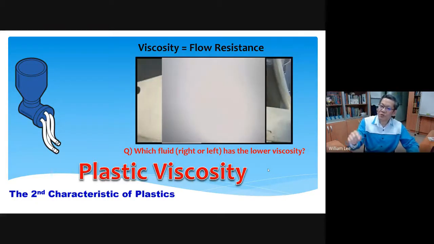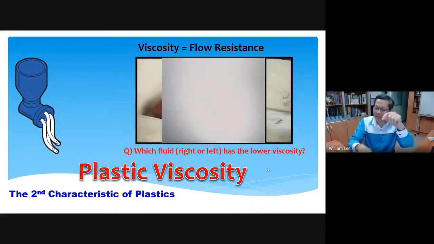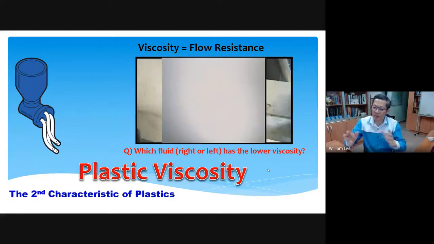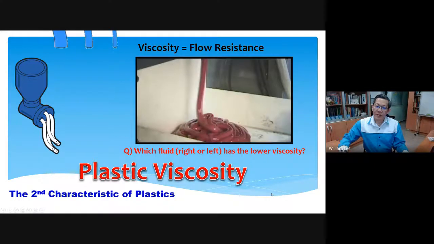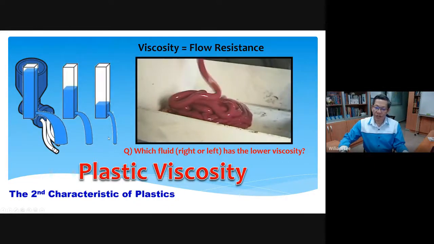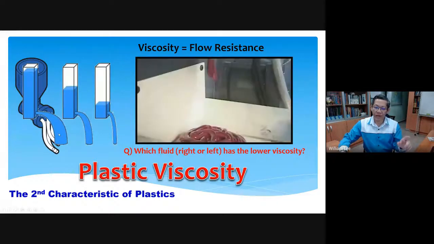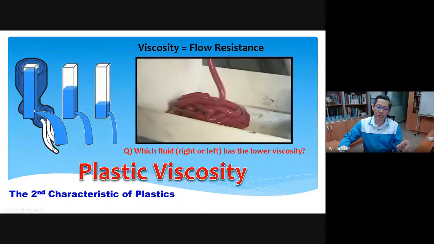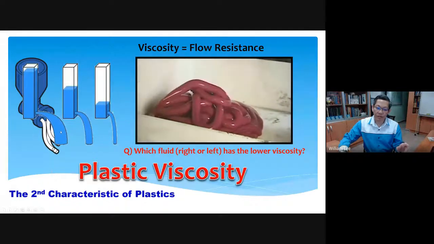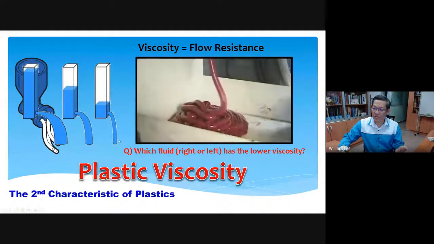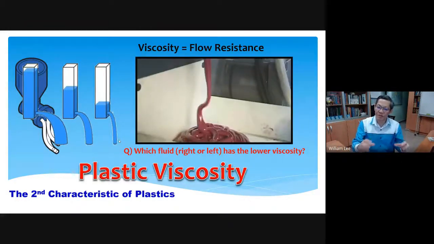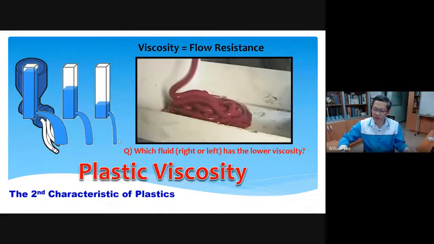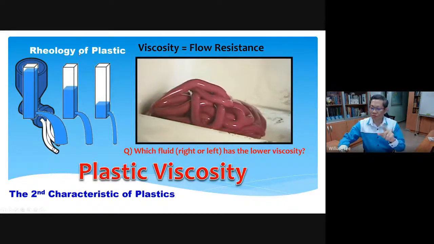Remember I said that viscosity is flow resistance, all right? So if they have a lower viscosity, it means they flow faster. So the right hand fluid has the lower viscosity. Now, the key here is that when the viscosity is changing, you will not be able to maintain the same flow rate. Here is the picture that I show you. You see that initially you have a high flow rate, but then gradually the flow rate becomes lesser and lesser, and this is inconsistent. When you have an inconsistent flow rate, you will not be able to get consistent molding results.